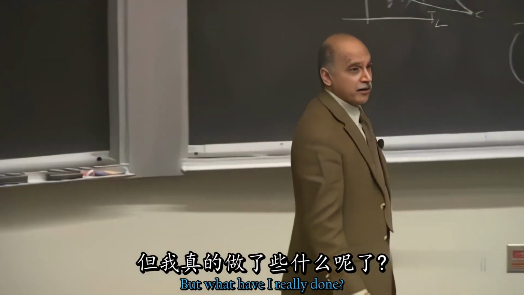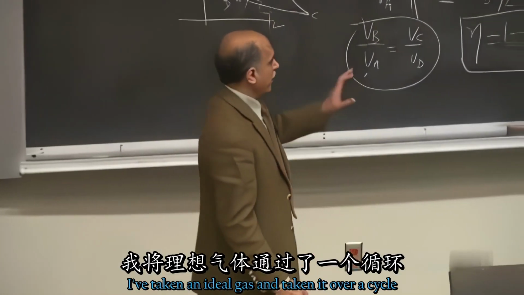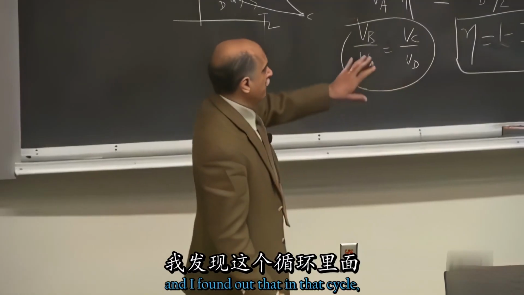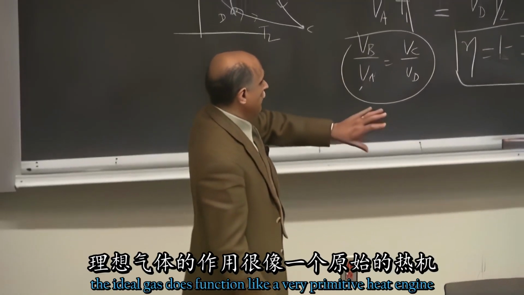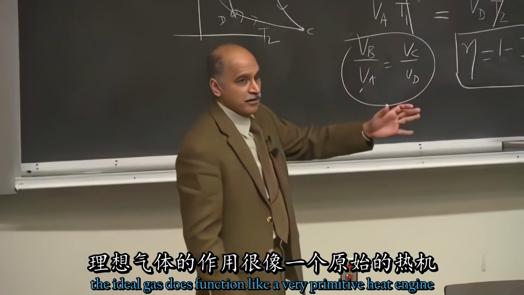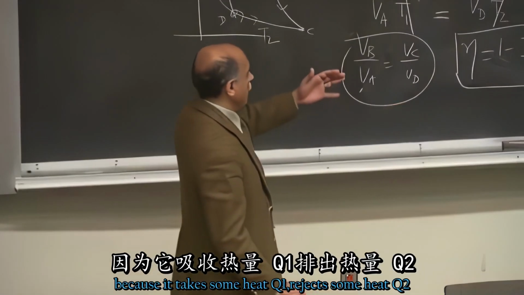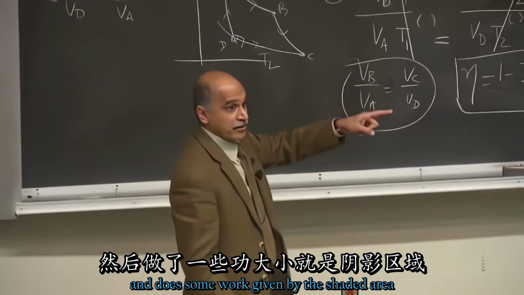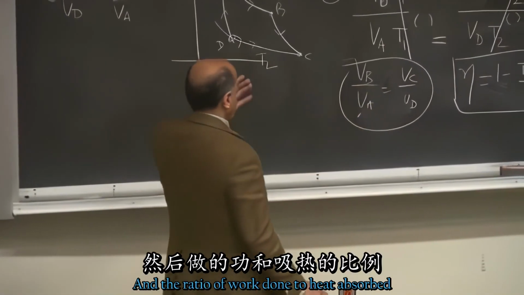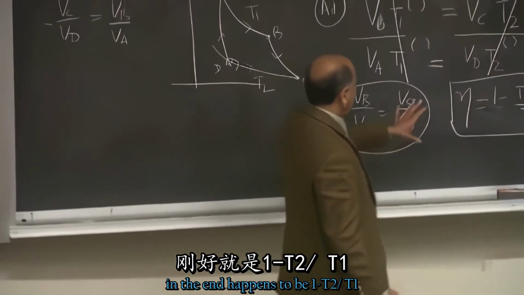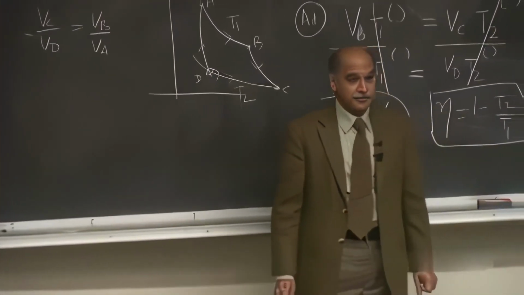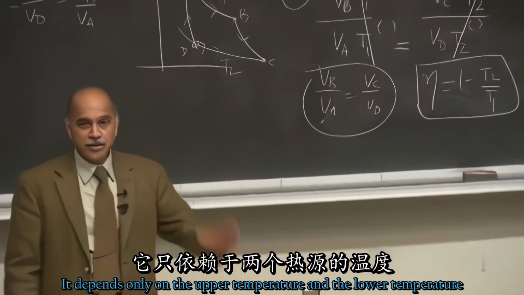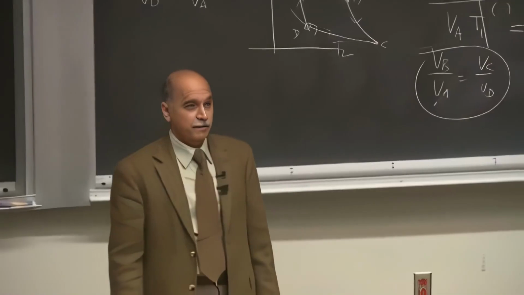But what have I really done? I've taken an ideal gas and taken it over a cycle, and I found out that in that cycle, the ideal gas does function like a very primitive heat engine because it takes some heat Q1, rejects some heat Q2, and does some work given by the shaded area. And the ratio of work done to heat absorbed, in the end, happens to be 1 minus T2 over T1. It does not depend on the gas. It depends only on the upper temperature and the lower temperature.